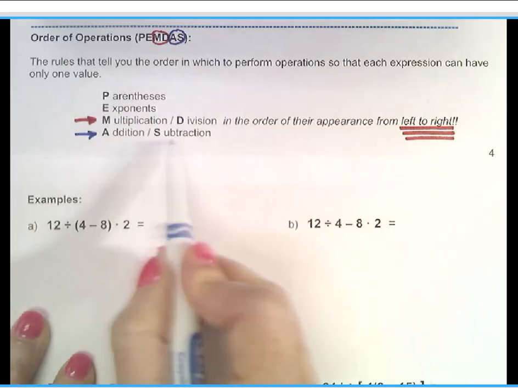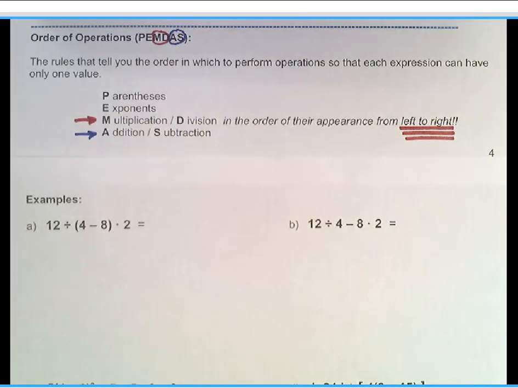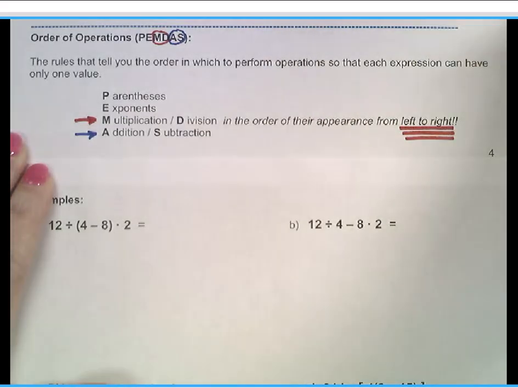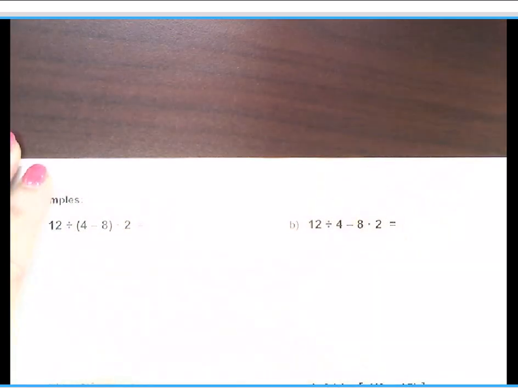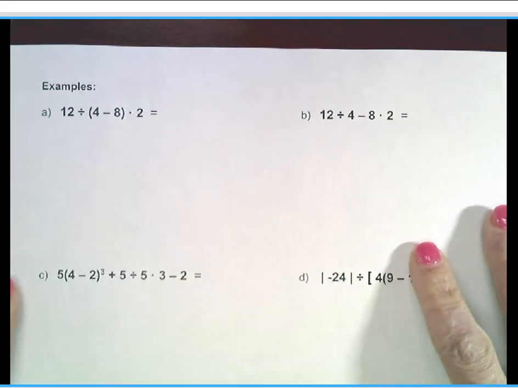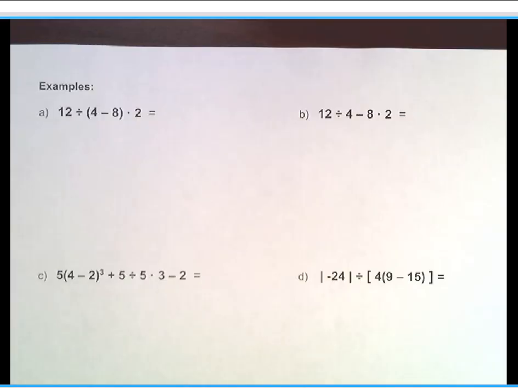And by the time you get to the end of it, by adding and subtracting, that's not usually where the mistakes are made. So we're going to go through and do a bunch of examples, and then hopefully you'll have a better handle on PEMDAS. So here we go. First one, 12 divided by (4 minus 8) times 2. The other mistake students make is they try to do too much at once. So try not to do too many steps all at once, just one step at a time.